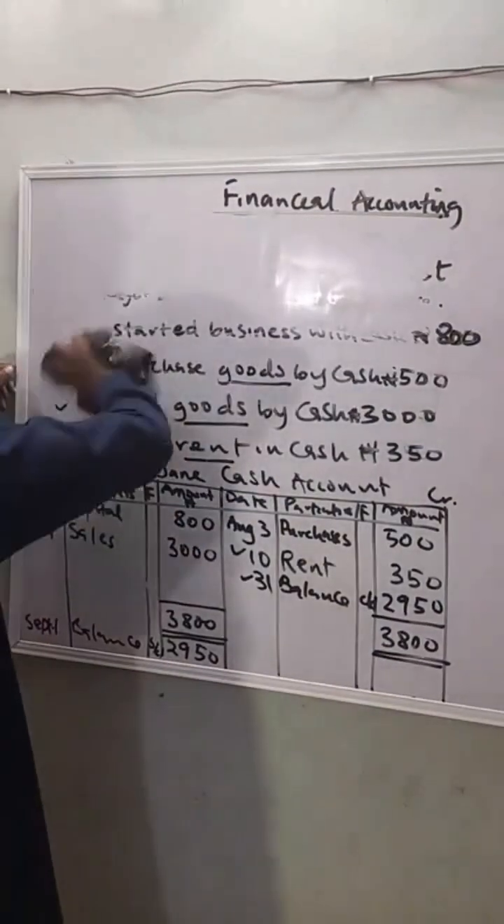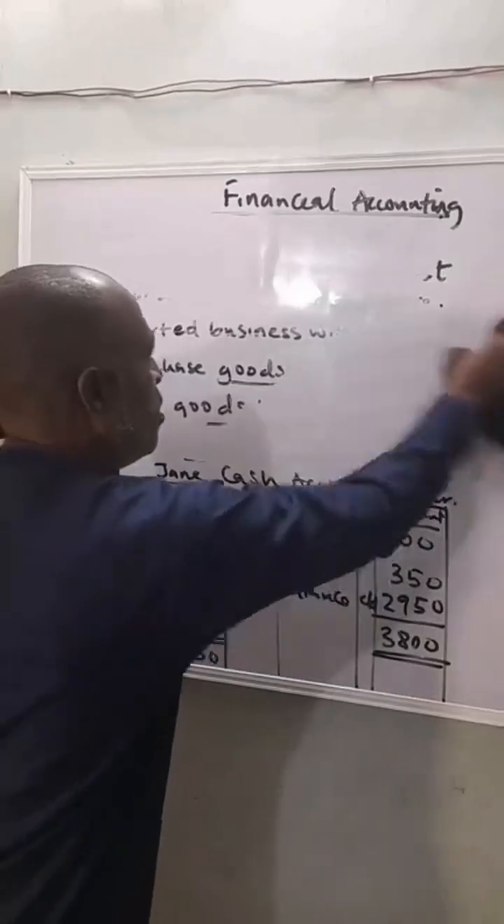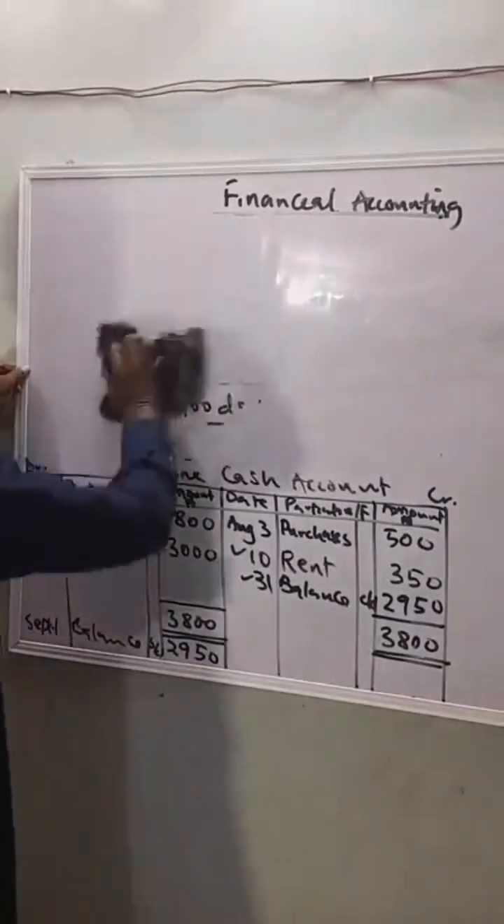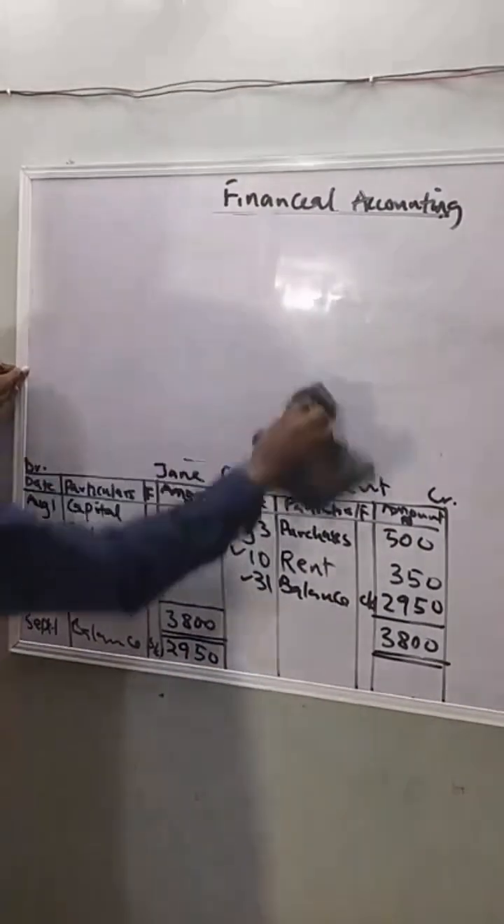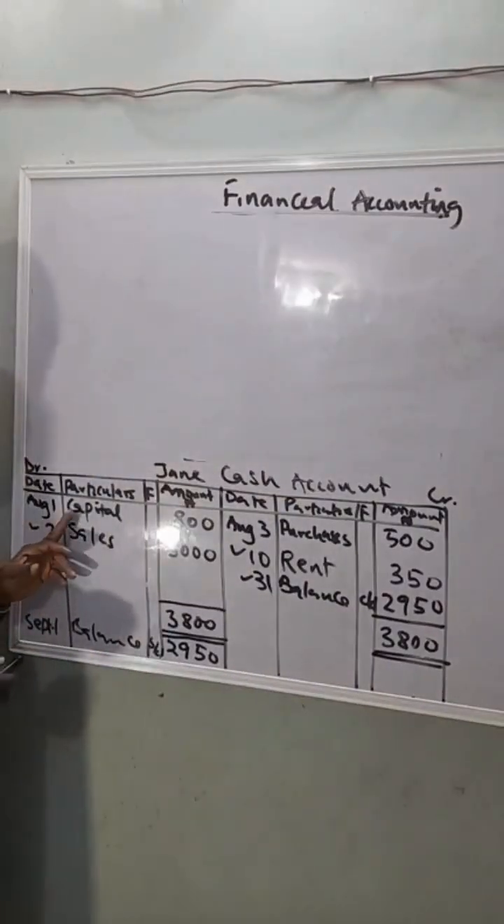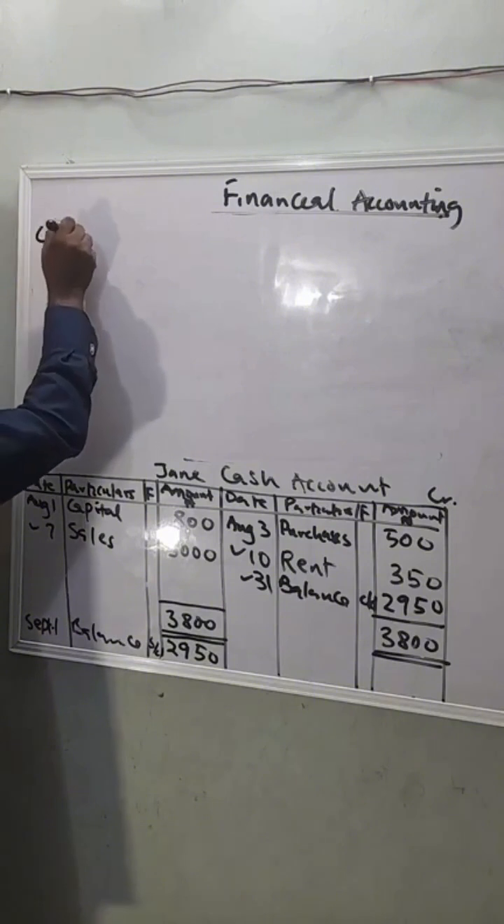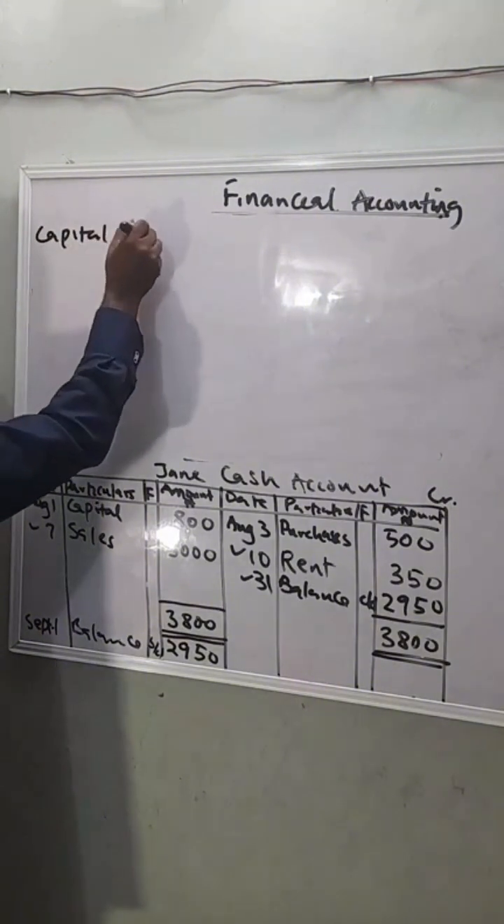Look at the board clearly. What you're seeing now is the cash book. There's the debit side. For every debit entry, the first one here is capital accounts.